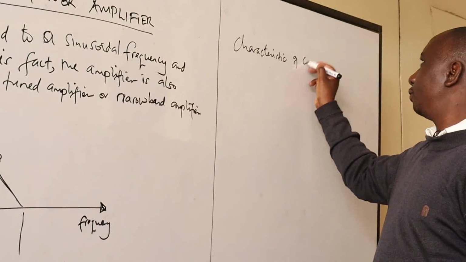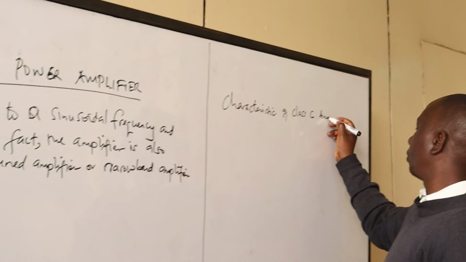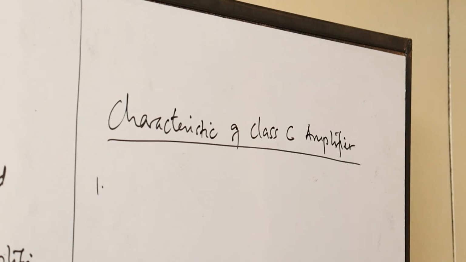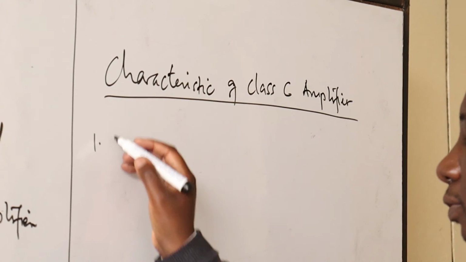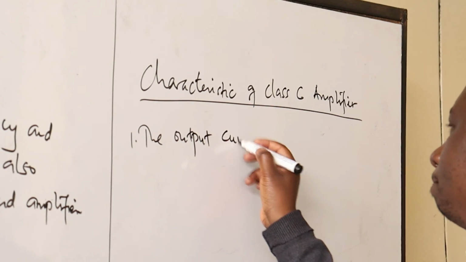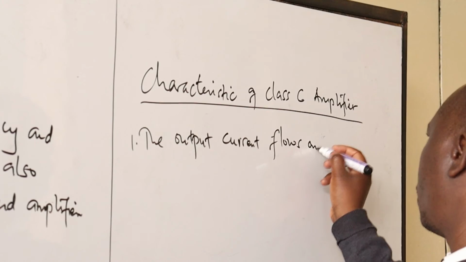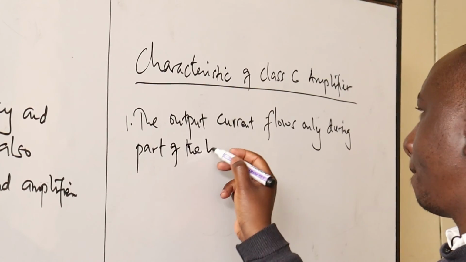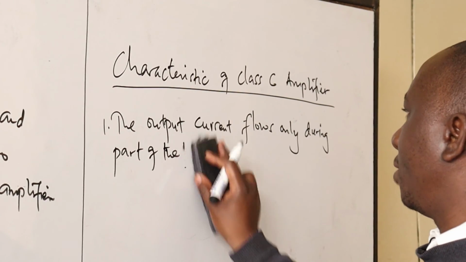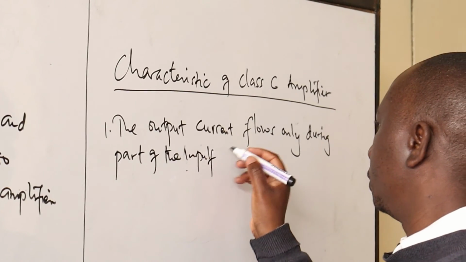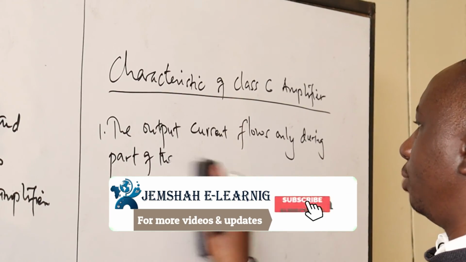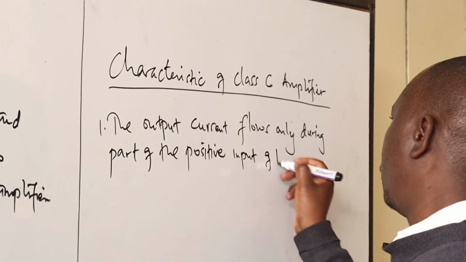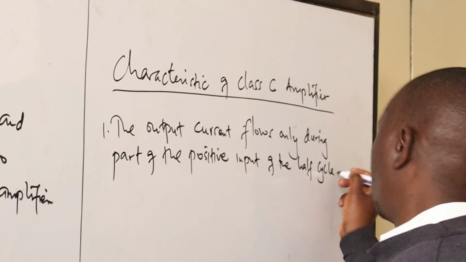Characteristics of class C amplifier. Number 1, the output current flows only during part of the positive half cycle of the input.